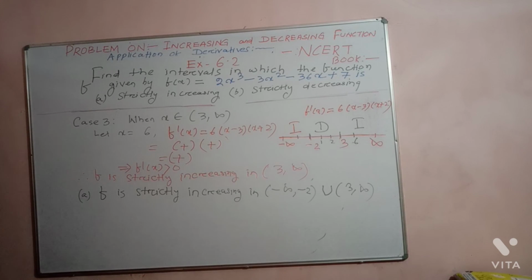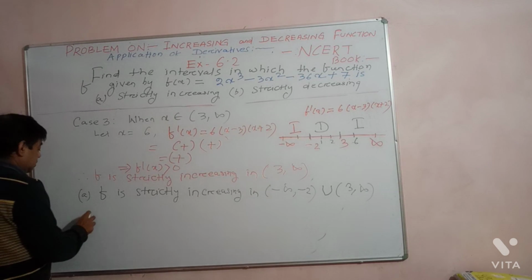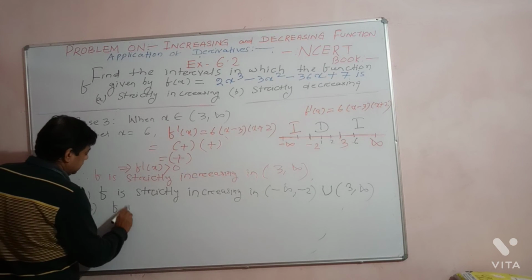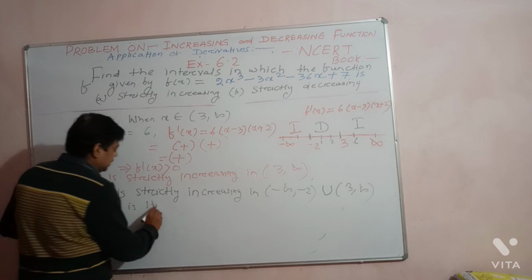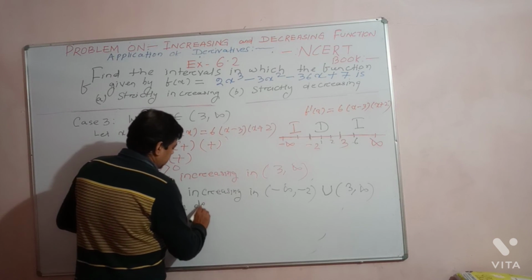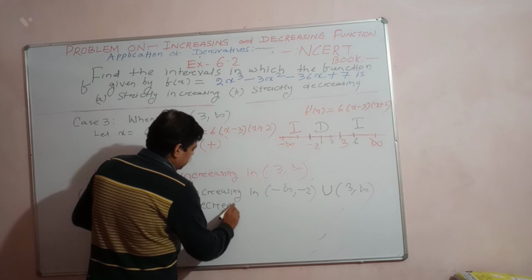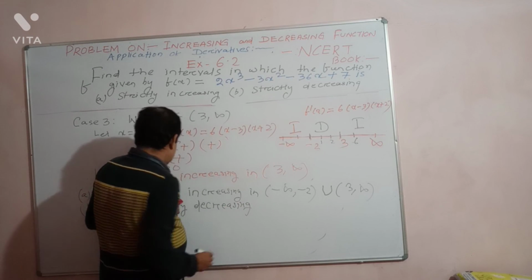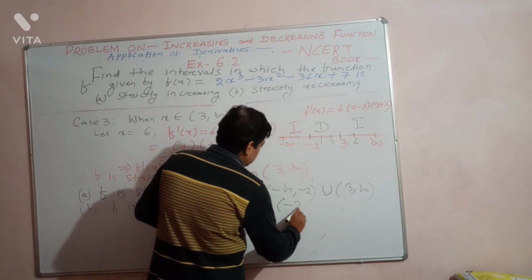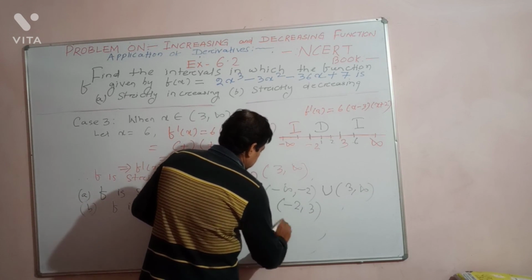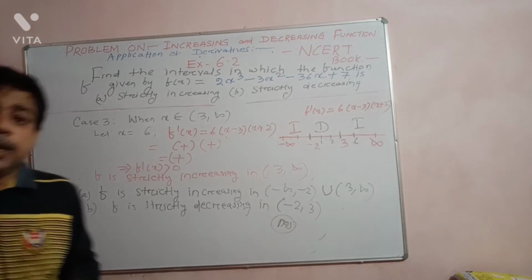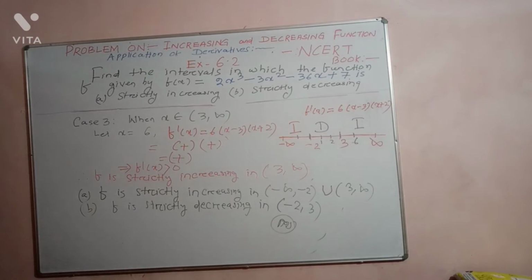And for part b, we got f is strictly decreasing. Everybody clear? How to find out the increasing and decreasing function? Very easy. Strictly decreasing in the interval minus 2 to 3. This is the required answer. Is it clear, all of you?